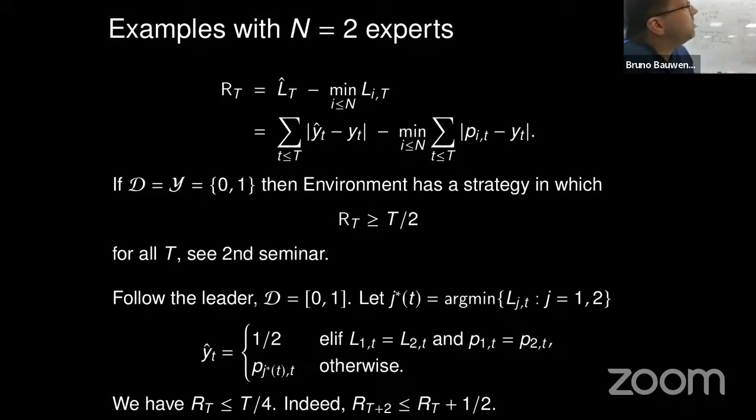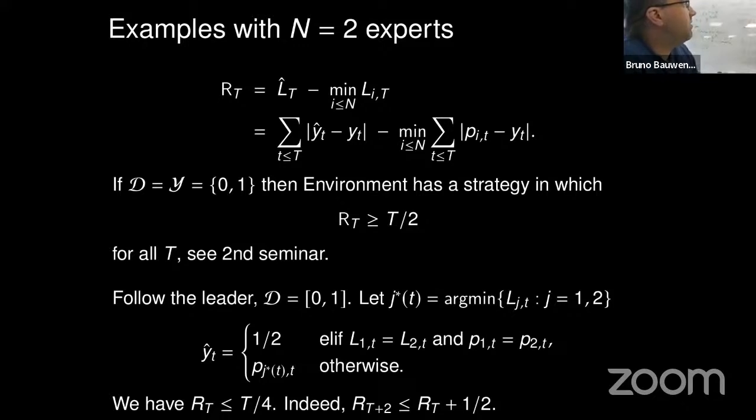But the environment, our opponent, always has a strategy to make us have regret at least T over 2. You discussed this in the previous seminar. But if we increase the decision space, then we can get something better.